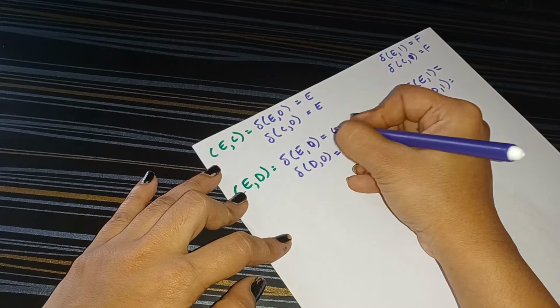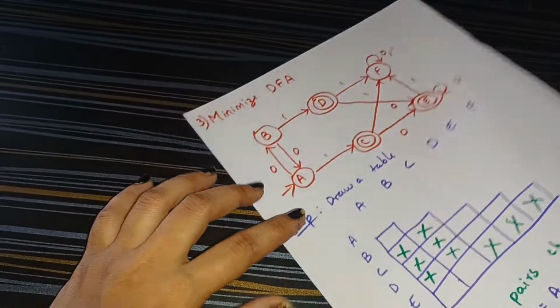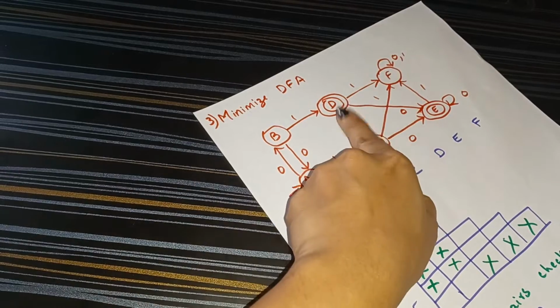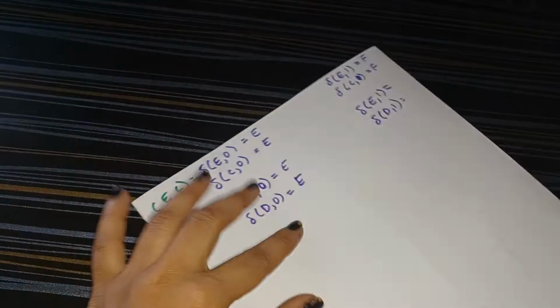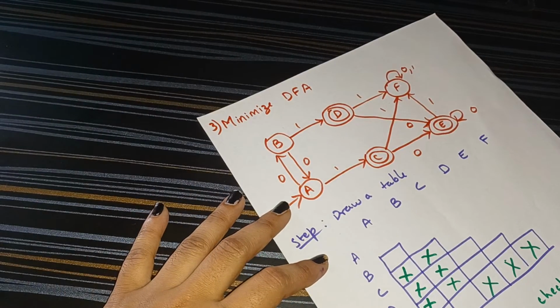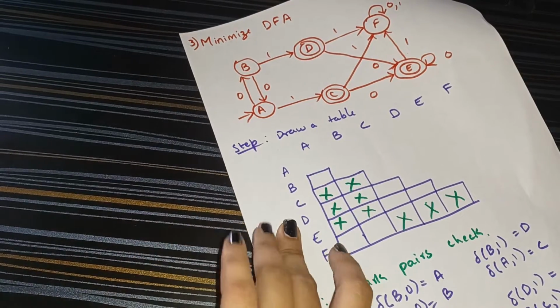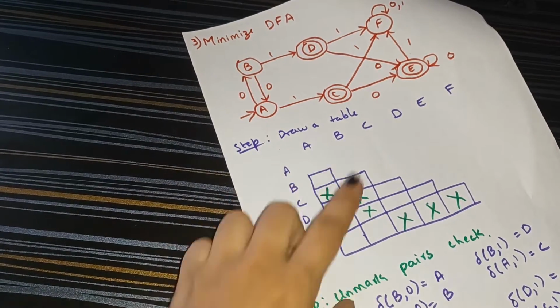Okay, it is going to E only. E on 1 and D on 1. E on 1 it is going to F, D on 1 it is going to F. Next, the unmarked pair is FA and FB. We have to check for them.